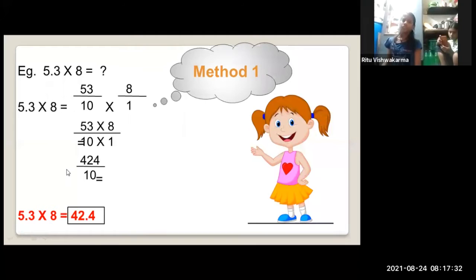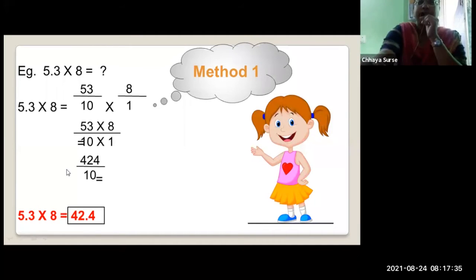That's why, when you want to convert into a decimal fraction, before one digit we give the decimal point, because 10 is here. So 5.3 multiplied by 8 equals 42.4. Clear? This is the first method.